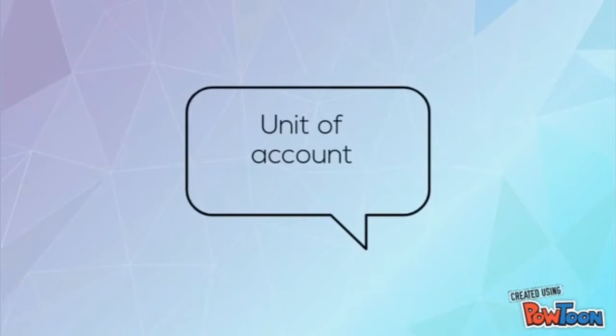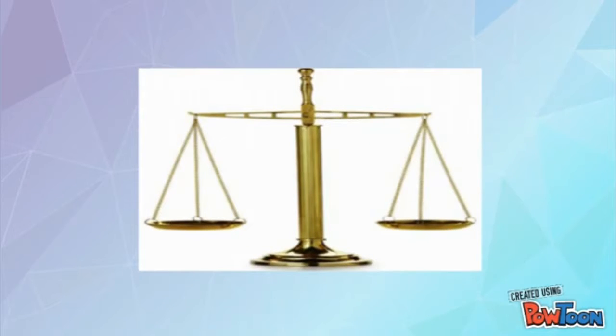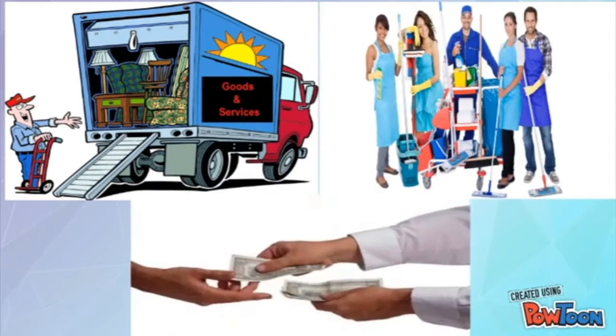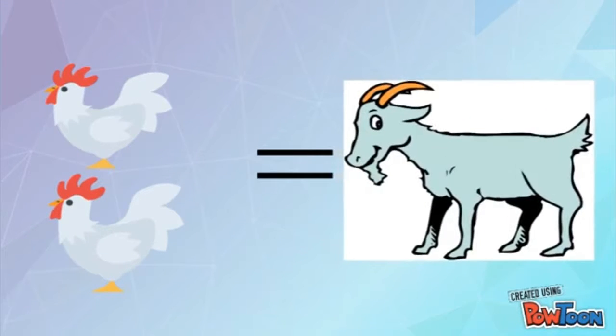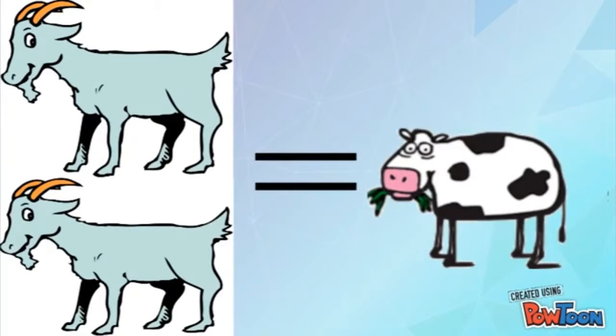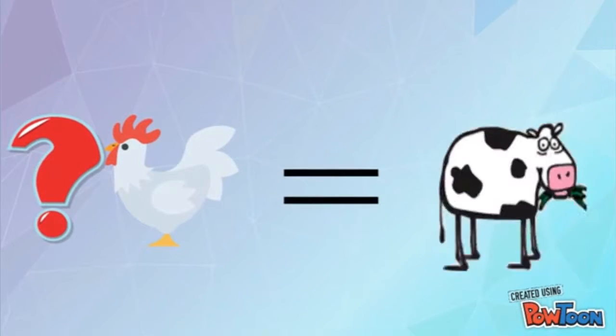The third purpose is unit of account. It is a standard numerical unit of measurement of the market value of goods, services, and other transactions. For example, 2 chickens equal 1 goat, and 2 goats equal 1 cow. How many chickens are needed to exchange for 1 cow?